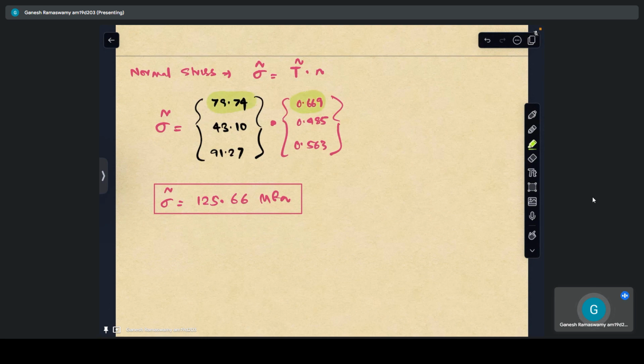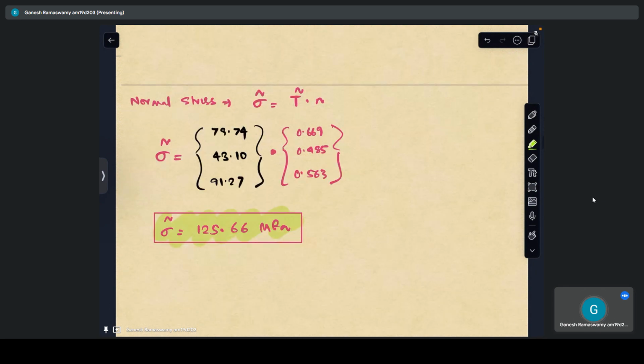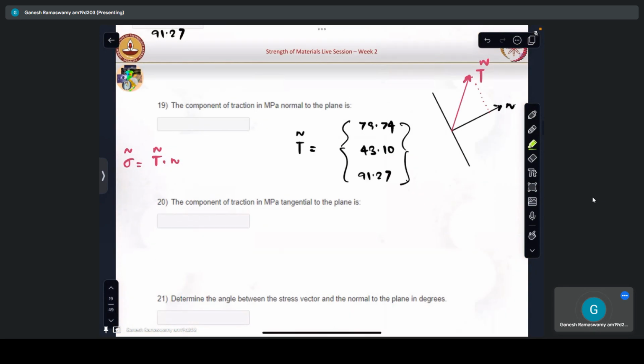I hope no one has an issue with dot product. Basically, we are just multiplying the respective quantities out and then adding them. So that is what a dot product is. So our normal stress comes out to be 125.66. So let us write that here. So we have got this as 125.66 MPa.